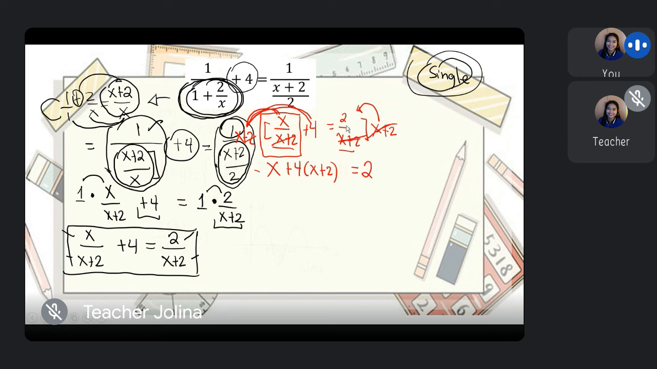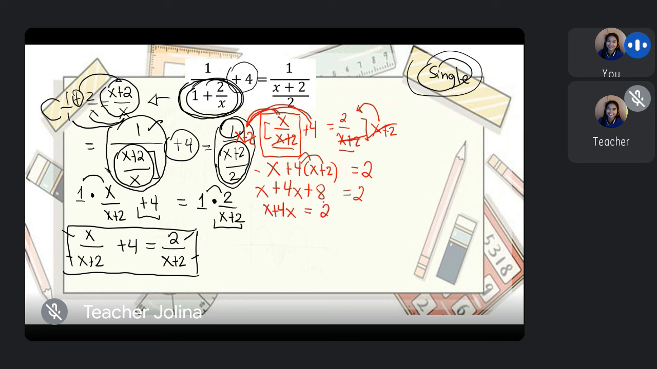And then simplify natin, remove the grouping symbol, kung meron. We have x plus 4 times x is 4x. 4 times 2 is positive 8 equals 2. Then after nun, lahat ng mga constant sa may right side ilagay. Lahat na may mga variable or literal coefficient, lagay natin sa my left side. So we have here x plus 4x is equal to 2.